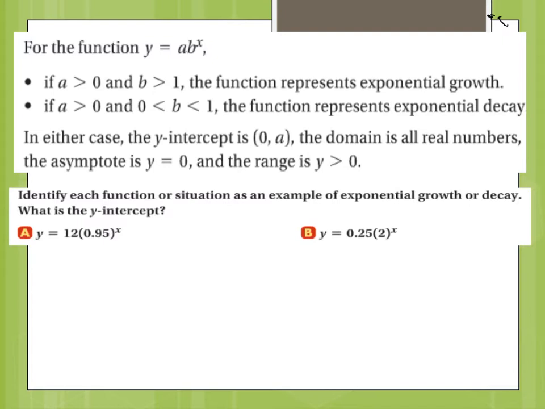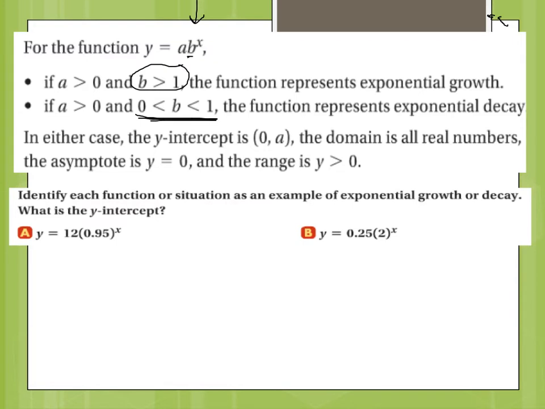Now, just looking at the graph, it will tell us a few things about the representation of the function. B is the most important. A always has to be greater than 0 if it's going to be exponential growth or decay. And if B is greater than 1, that means it's going to be a growth. If B is a fraction or a decimal, so in between 0 and 1, it's going to be decay.